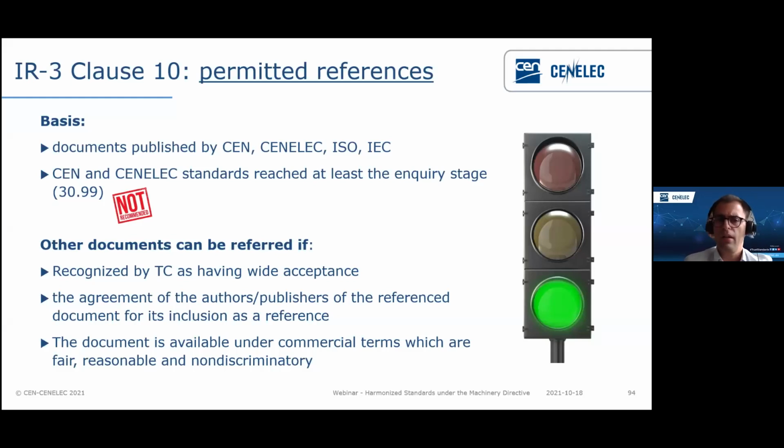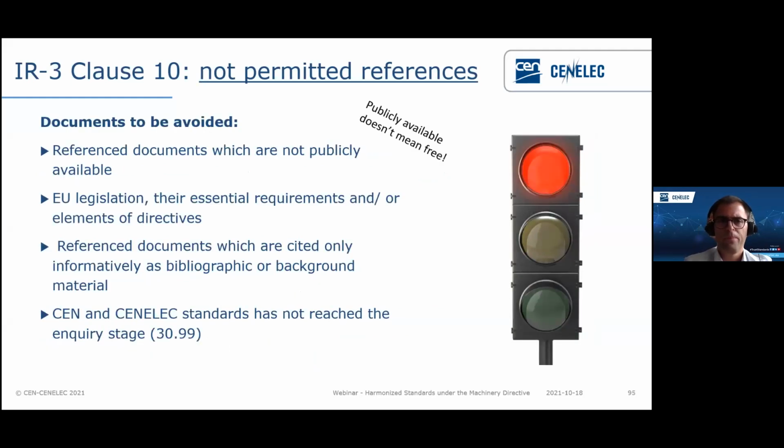For example, if they are recognized by the TC as having a very good acceptance, if the authors and publishers of that reference agree with its inclusion as a normative reference in the document, and also the authors agree to come back to the TC when this reference is being revised or amended, and the document must be available under commercial terms that are fair, reasonable, and non-discriminatory.